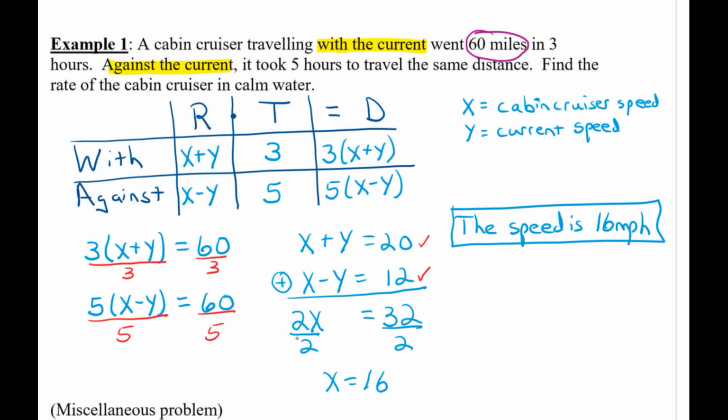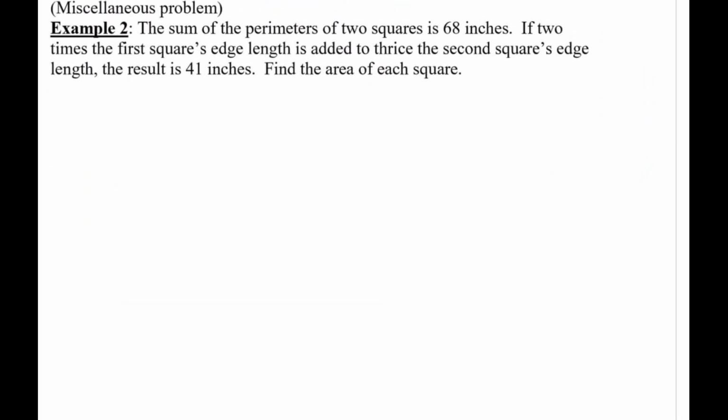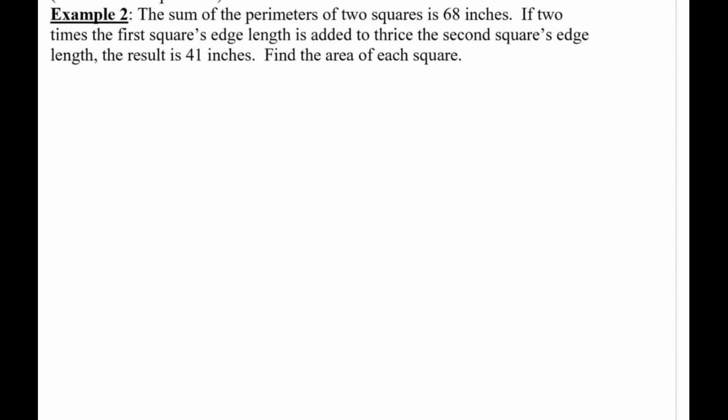All right, so now we're going to transition to our next problem, which is a miscellaneous problem, which is really geometry related. And whenever I have a geometry type of problem, I like to draw a diagram to help me. So I'm going to do that here because when I read this, it sounds a little confusing. The sum of the perimeters of 2 squares is 68 inches. If 2 times the first square's edge length is added to thrice the second square's edge length, the result is 41 inches. Find the area of each square.